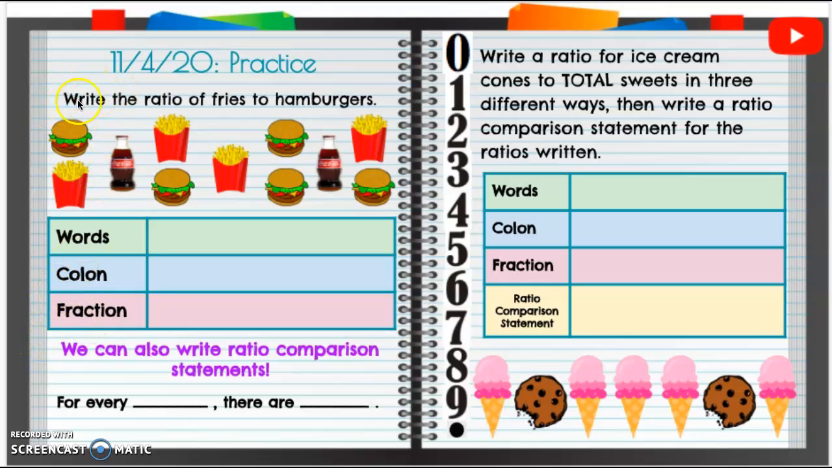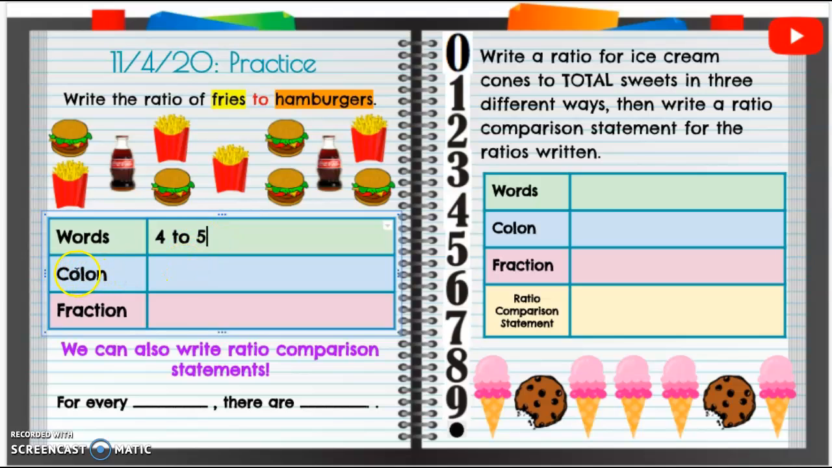So, the first one over here says, write the ratio of fries to hamburgers. All right, so word form, remember that word form means to, the T-O. So fries to hamburgers. So fries is first, and then we have hamburgers. How many fries are there? 1, 2, 3, 4 fries. 4 fries to, in word form, to, how many hamburgers? Let's see, 1, 2, 3, 4, 5 hamburgers. So our ratio in word form is 4 to 5.